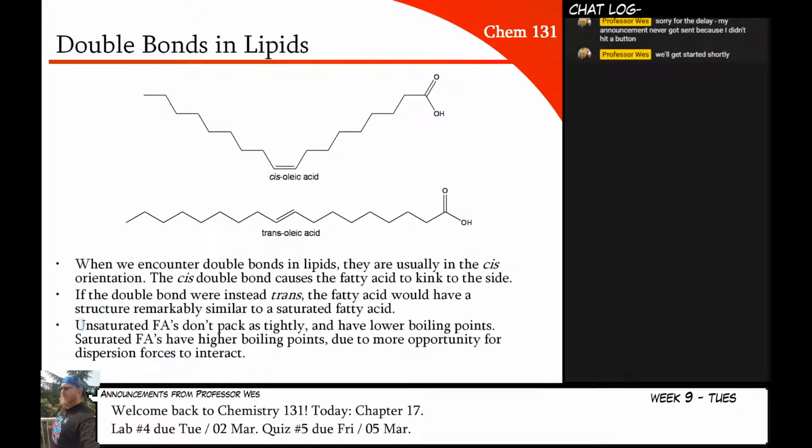Now, this is an interesting point to bring up, even though we've discussed it already. If I have a sample that is just unsaturated fatty acids, they will not pack as tightly and the melting point will go down, and I will end up with something that is a liquid. But if I have something that becomes more saturated, it tends to be more towards the solid phase.